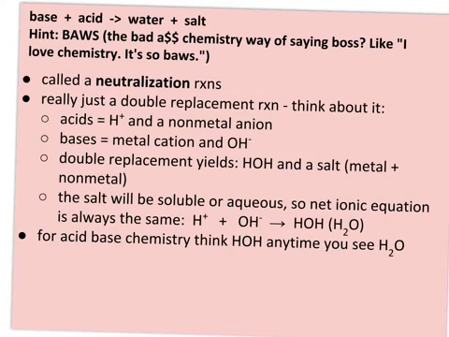Now, the nice thing about this is that the salt will always be soluble in water, because in a double replacement reaction, you always have one aqueous substance, and then you have a gas, water, or a precipitate. So in this case, we know it's going to be water and then a soluble or aqueous salt for our other one. So the net ionic equation is always going to be H+ plus OH- yields H2O or HOH. And I like to think HOH anytime I see H2O, especially when I'm doing acid-base chemistry.